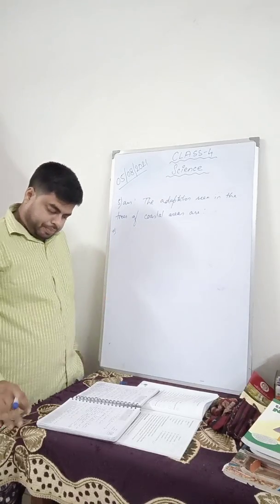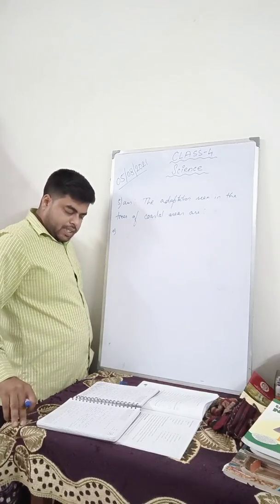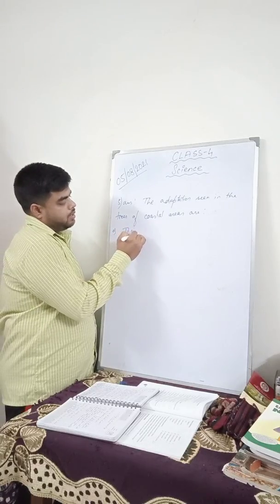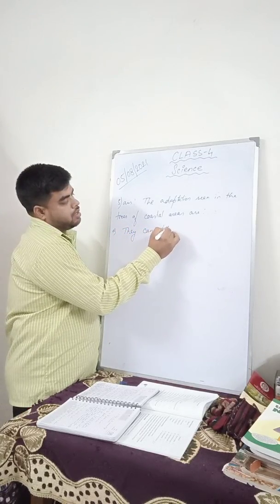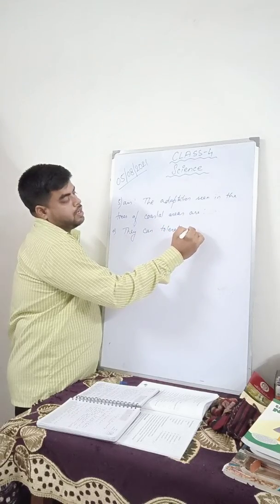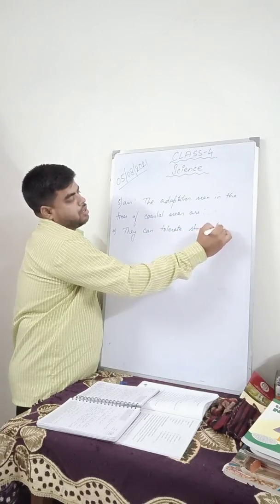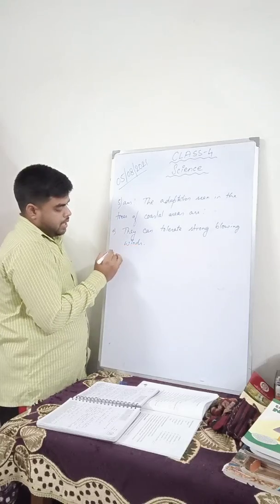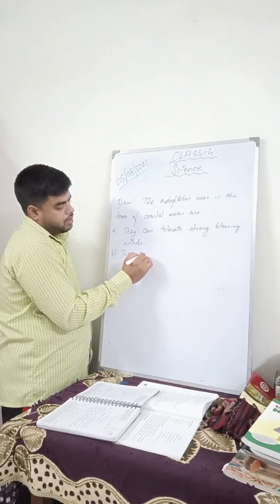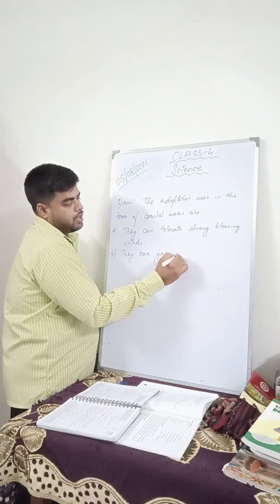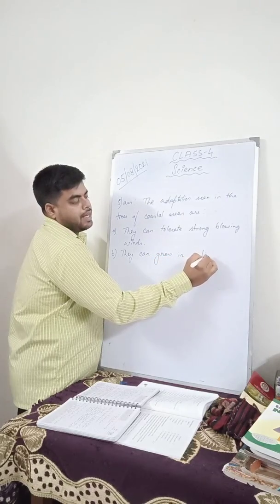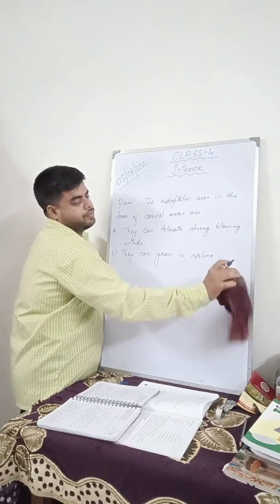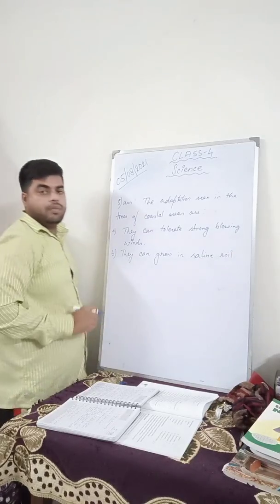Number A, they can tolerate the presence of saline soil and withstand long strong blowing winds. Number B, they can grow in saline, that means salty water, soil, the soil that contains a lot of salt in it.